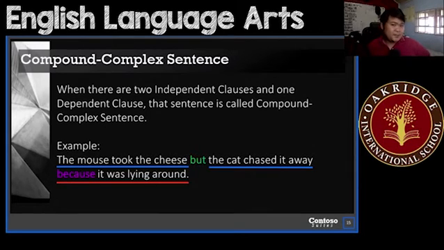Compound complex sentence. What's a compound complex sentence? Basically, class, when you have 2 independent clauses and 1 dependent clause, you have a compound complex sentence. Here in the example, the mouse took the cheese, but the cat chased it away because it was lying around. That's just one sentence. And in that sentence, you have 3 clauses, 2 independent and 1 dependent. And that is a compound complex sentence.